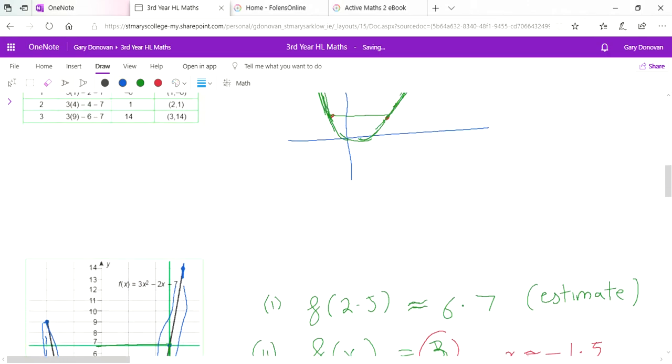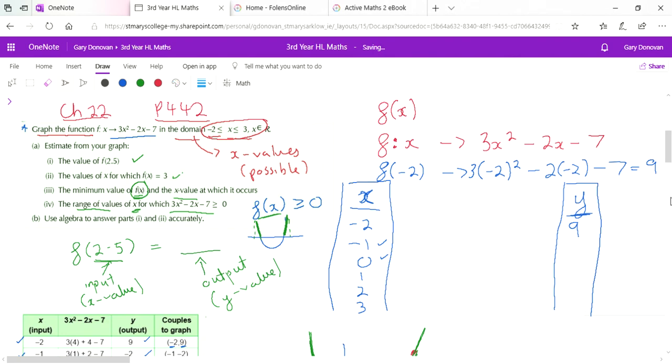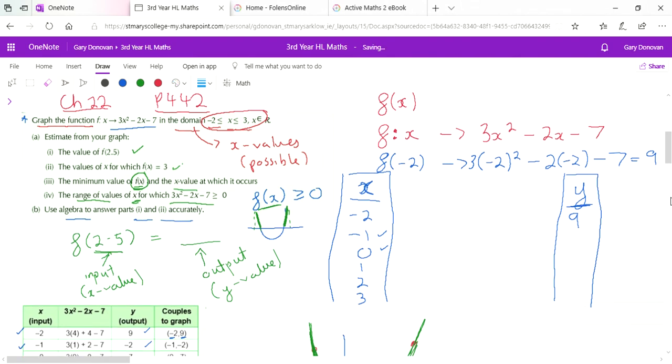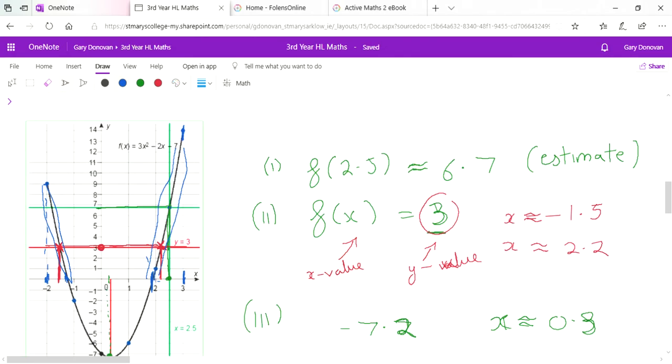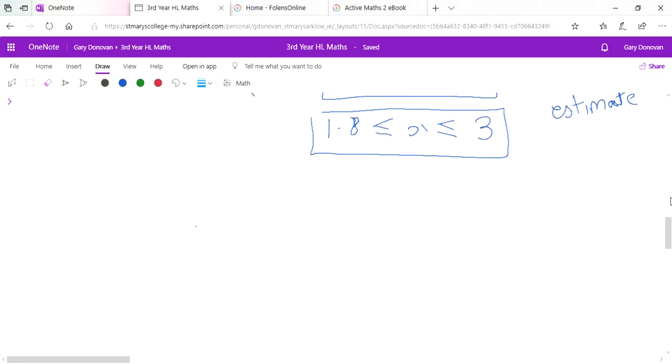Okay, so this is a long question, but there's one more part. Use algebra to answer parts 1 and 2 accurately. So part 1 was find the value of f of 2.5. And this time they're saying use algebra to get the actual answer. If you use algebra, your answer is much, much more accurate.